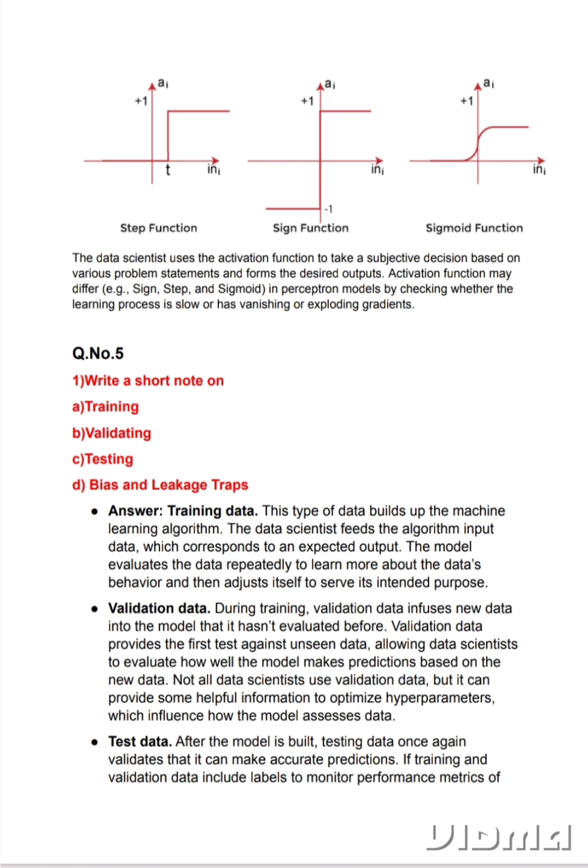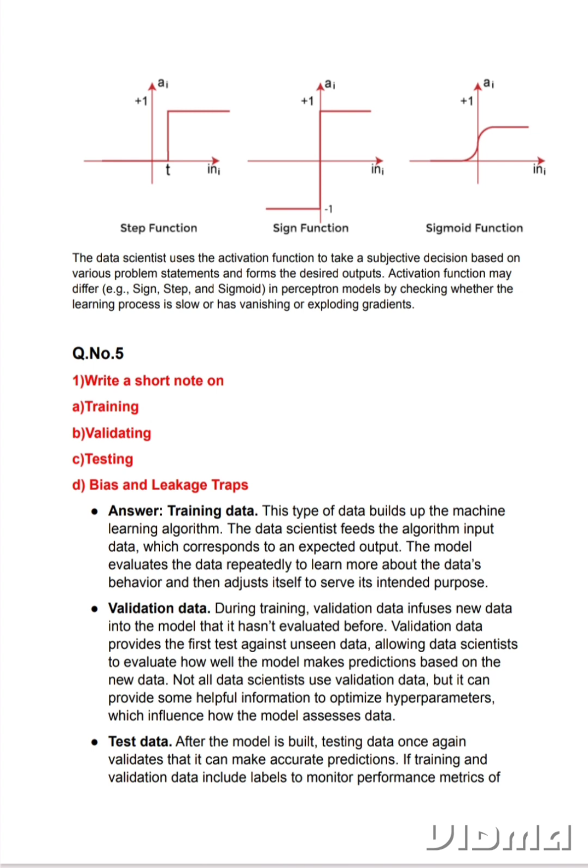The data scientist uses the activation function to take a subjective decision based on various problem statements and forms the desired outputs. Activation function may differ, e.g., sign, step, and sigmoid, in perceptron models by checking whether the learning process is slow or has training data. This type of data builds up the machine learning algorithm. The data scientist feeds the algorithm input data, which corresponds to an expected output. The model evaluates the data repeatedly to learn more about the data's behavior and then adjusts itself to serve its intended purpose.